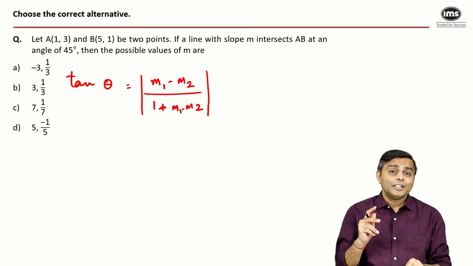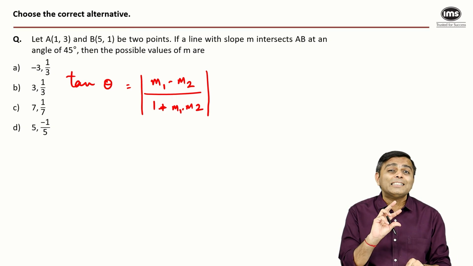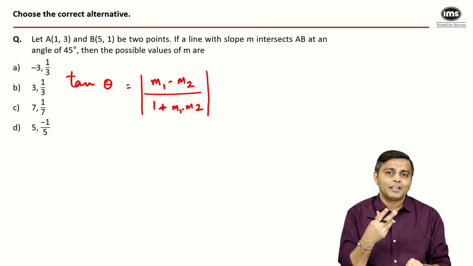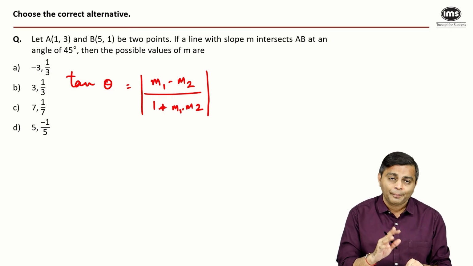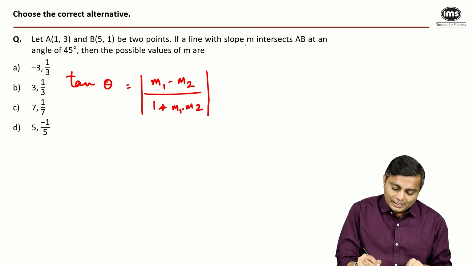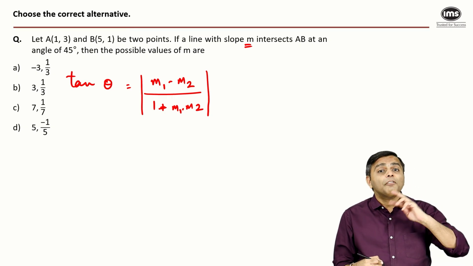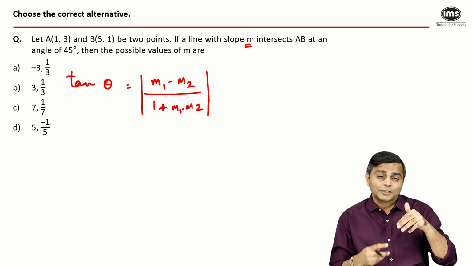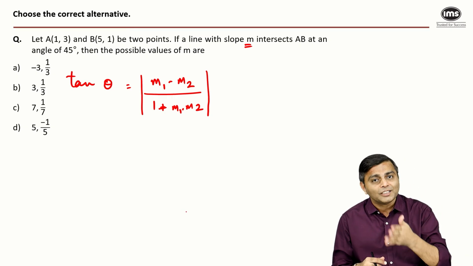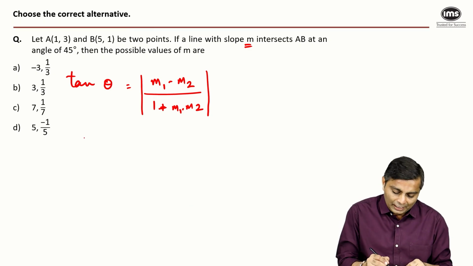Okay, so they've said two lines, out of which one line's 2 points are given, A and B. So we can very easily find out the slope of one of them. The other line's slope they've said is m. And they've given the angle also. So once we substitute everything, there is only one unknown, which is m. So tan 45 is 1.